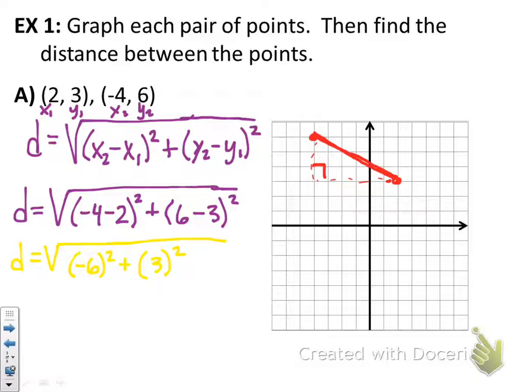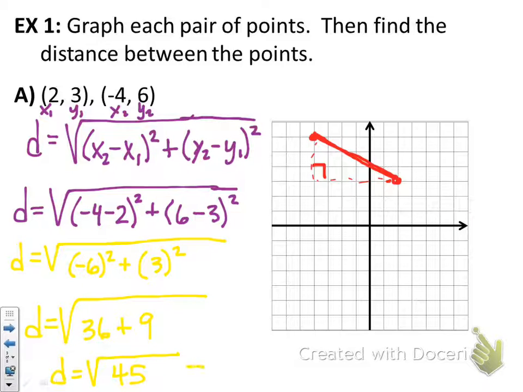And last time I checked, -6 times -6 is 36, positive 36, and 3 times 3, or 3 squared, is 9. So really I'm taking the square root of 45. Yeah, that's the distance. Could I leave it like that? Yeah, but the honors classes know how to simplify this.